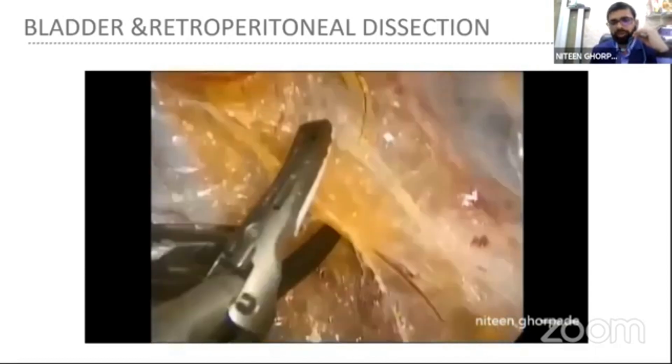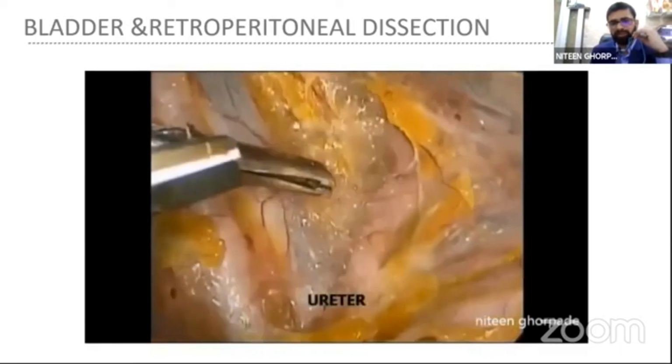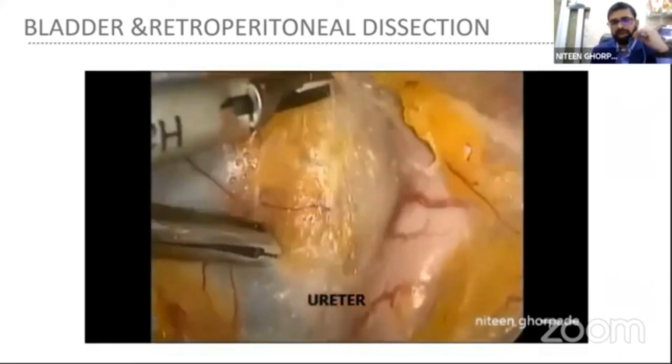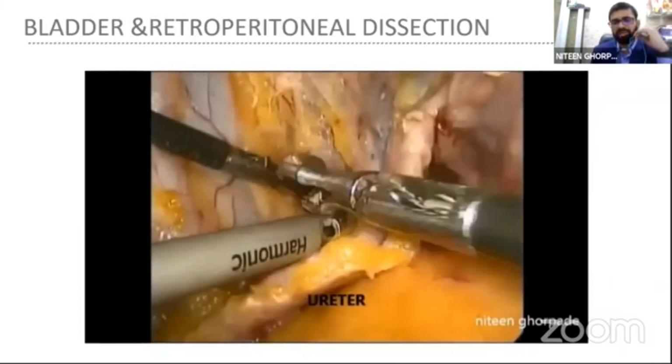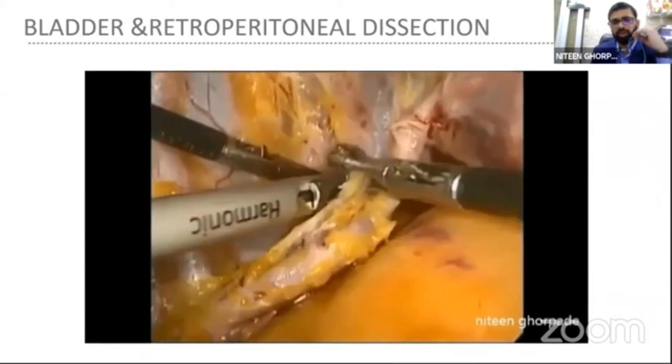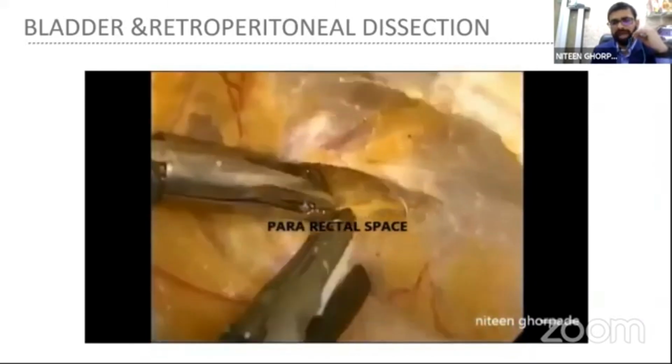And now I proceed to the third level, deep down, where there will be the internal iliac. So between the external iliac vein and the ureter, deep down, there will be the internal iliac artery. And I am using almost 100% sharp dissection because I know the position of the internal iliac artery. And I am working on the pararectal space.